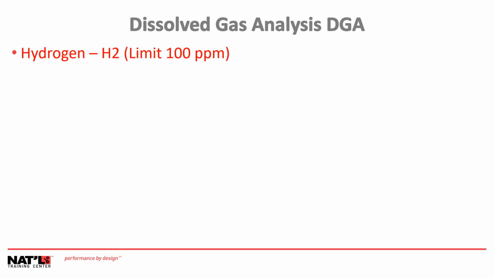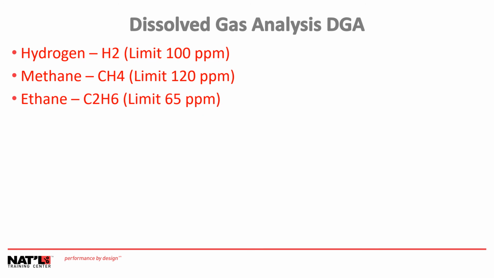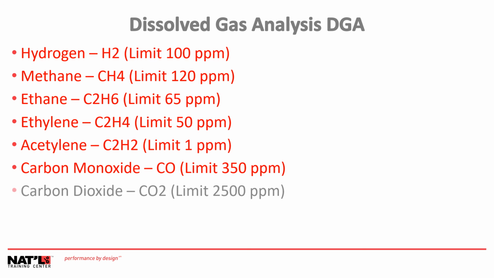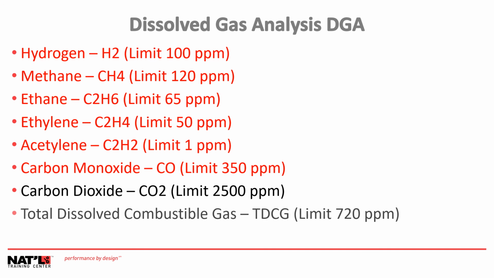The limits here are for condition 1 as defined by IEEE standard C57.104. All of the gases listed contribute to the total dissolved combustible gas, or TDCG, except for carbon dioxide. Hydrogen, methane, ethane, ethylene, acetylene, and carbon monoxide are all our combustible gases we look at. They have various independent limits, but the TDCG overall has a limit of 720 parts per million, and once it gets over that, it is no longer considered condition 1.